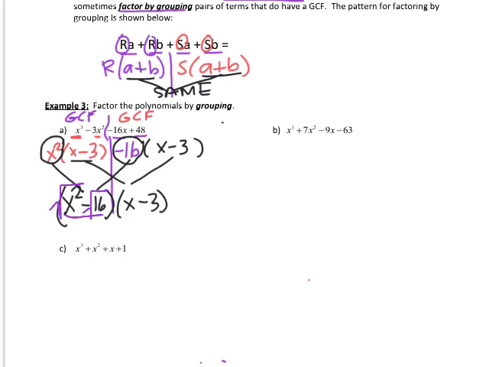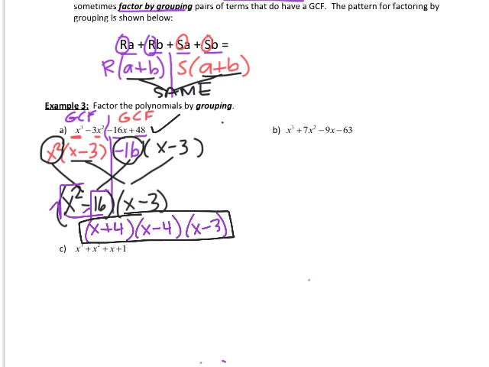Remember, you never stop factoring until every single term is factored completely, or every single binomial is factored completely. So that's going to end up being x plus 4 and x minus 4, and then we have our x minus 3 still as our final answer. So here is the actual finished factoring of the original polynomial that we started with.